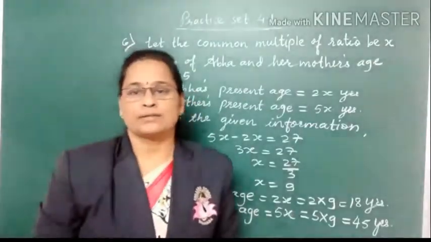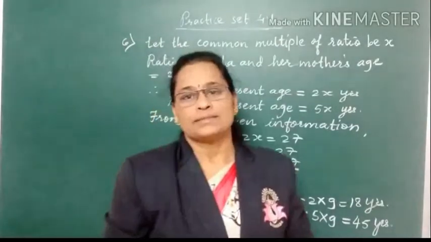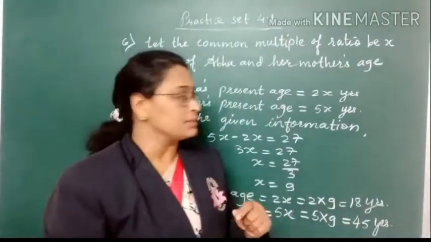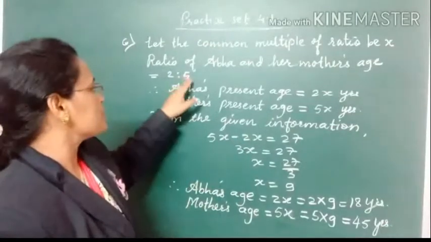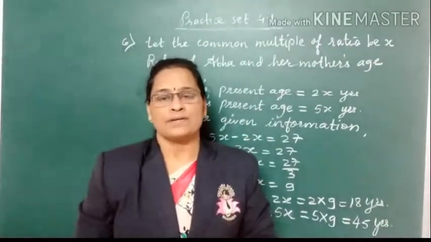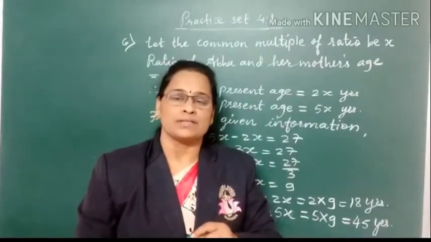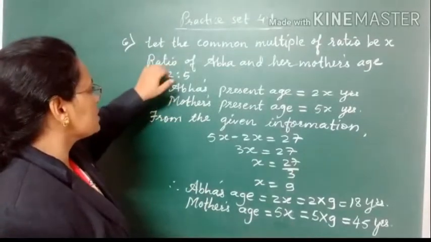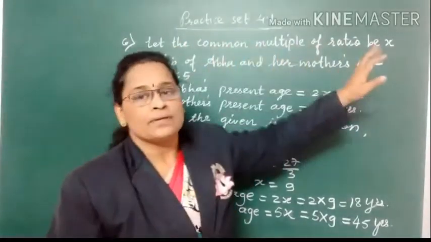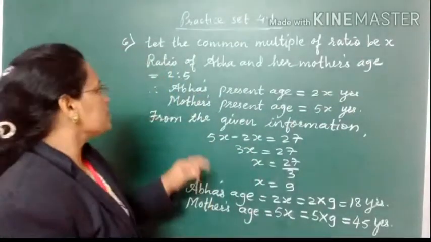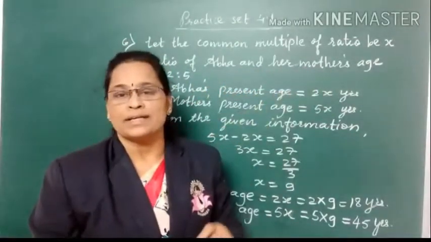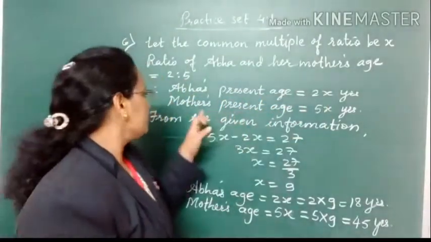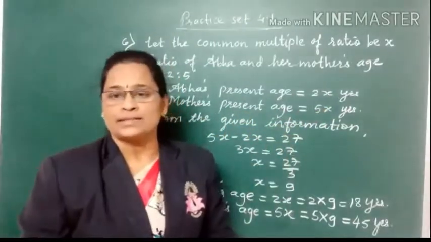In this example, the word problem is there, that is the ratio of Abha's age and her mother's age. The present ratio is 2 is to 5. Whenever the ratio is given, first of all we have to consider the common multiple of the ratio as x. So the first sentence, whenever the ratio is given, will be: let the common multiple of the given ratio be x. What is the ratio? The ratio of Abha's and her mother's present age is 2 is to 5. So Abha's present age will be 2x years and mother's present age, that is 5x years.